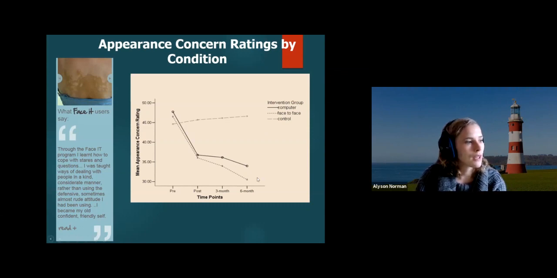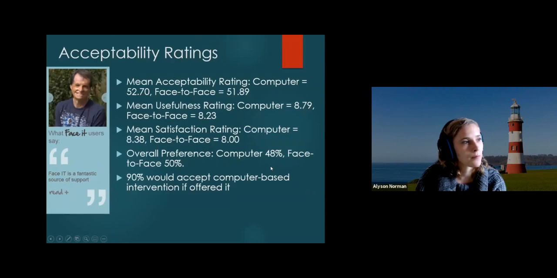What we have on the side of the screen here are different quotes from people that took part in the randomized control trial about their experiences of using the program. One of the other things that we did as part of the trial was ask them at post-intervention to rate their acceptability of the FaceIT program. It was important to us not only to develop an intervention that we knew to be effective, but also something that we knew would be acceptable to individuals in the real world. So we asked them to rate the acceptability, the overall usefulness and satisfaction of the program.